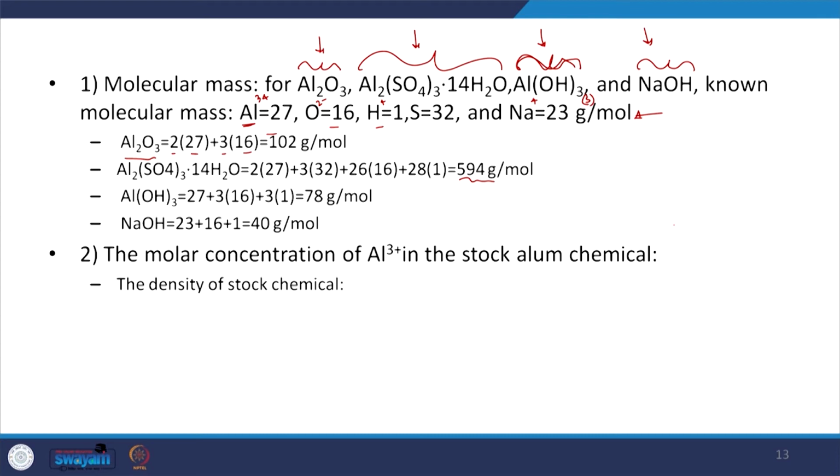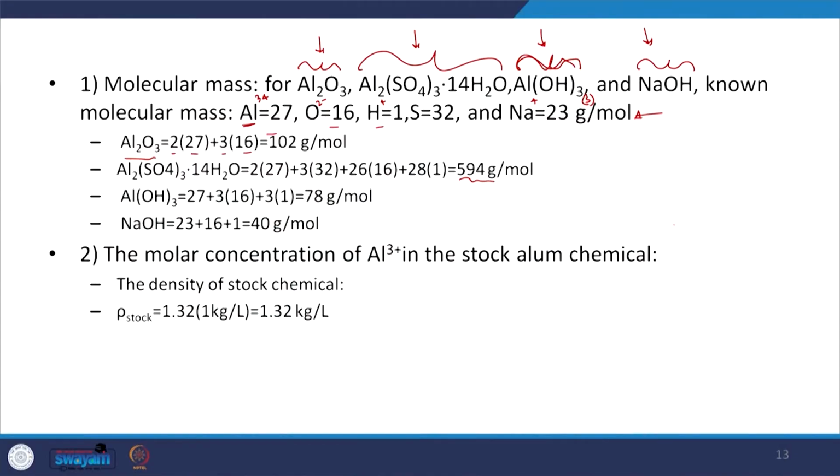So, first, what is the density of the stock chemical? I know the specific gravity, as in the density of the stock chemical referenced to the density of water. I know the density of water, so from that we can calculate it. This is the specific gravity, and the density of water we are assuming to be 1 kg per liter. So, the density of that particular stock chemical solution is 1.32 kg per liter.